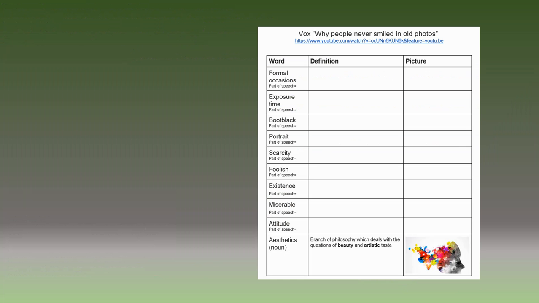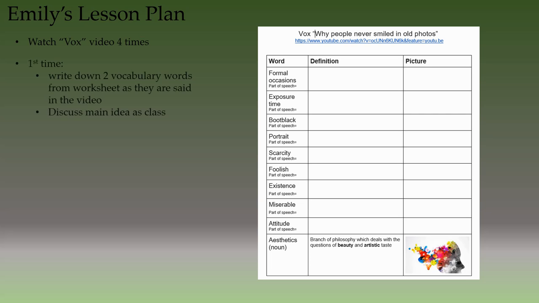Now I'm going to be reflecting on a lesson plan that Emily sent me. Her lesson plan is called a Vox video. For the Vox video activity, the students will watch the video 4 times. The first time they write down 2 vocabulary words from the worksheet as they are said in the video, and then they discuss the main idea as a class.